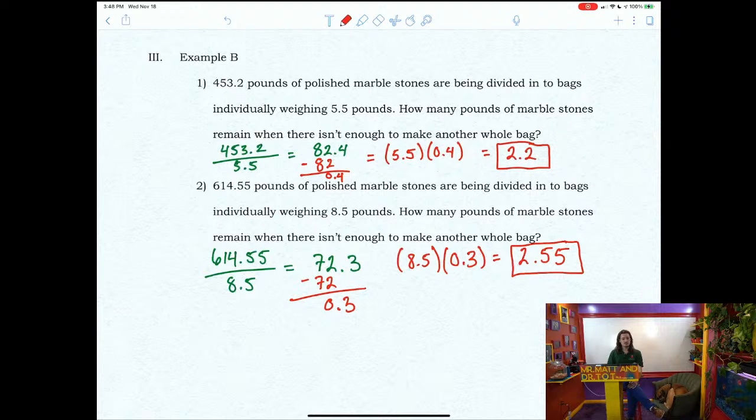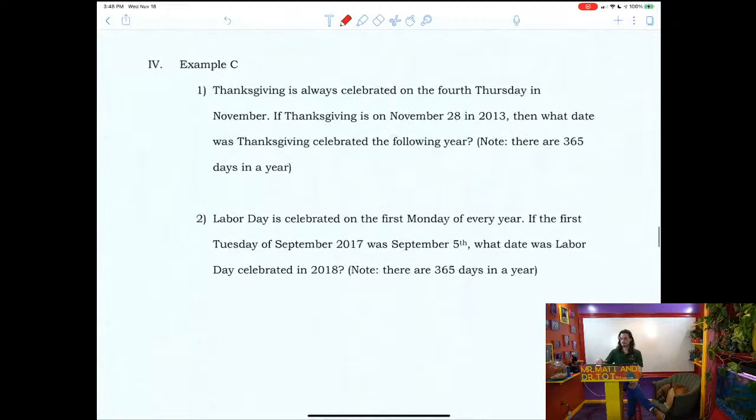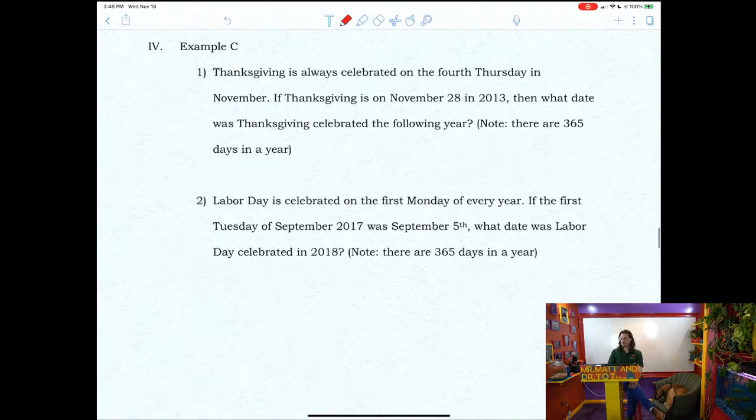If you have any questions, please let me know. Otherwise, let's take a look at the next 2 problems.